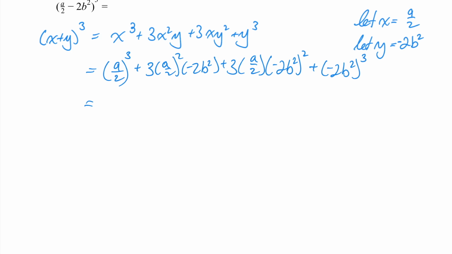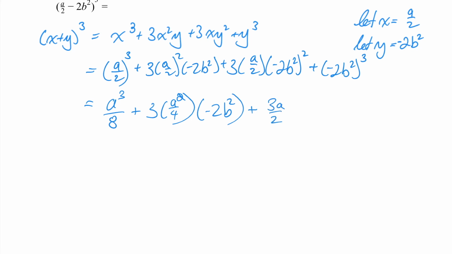Go off and apply my power laws to the exponents. So here we're going to get a cubed over 8, plus 3 times a over 2 quantity squared, which is going to be a squared over 4, and then negative 2b squared. And then plus 3a over 2, and then negative 2b squared quantity squared is going to be 4b to the power of 4. And then finally the last one, negative 2 to the power of 3 is going to be negative 8, and then b squared to the power of 3 is going to be b to the power of 6.